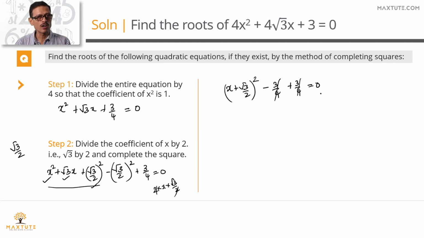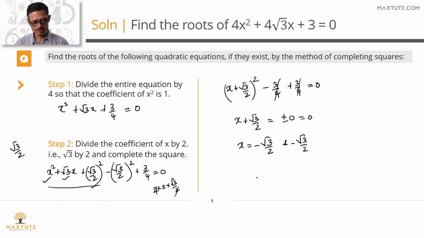If it is 0 or if it is positive, we'll have real roots. So let's take square root on both sides, which will leave us with x plus root 3 by 2 equals plus or minus 0, which is nothing but equals 0. So the value of x is equal to minus root 3 by 2. Both the roots in this case are the same. So you can say x equals minus root 3 by 2 and minus root 3 by 2.